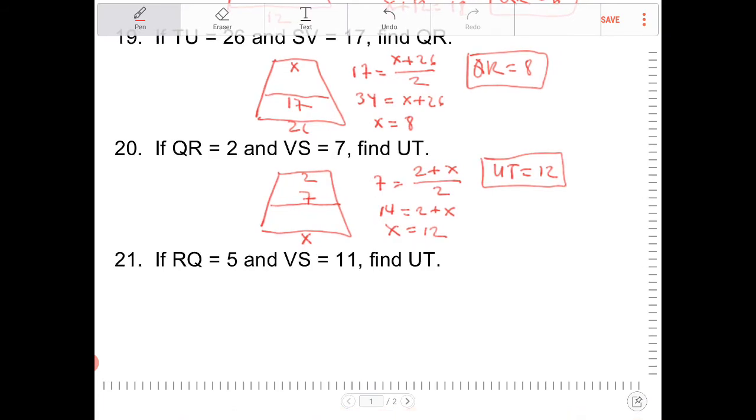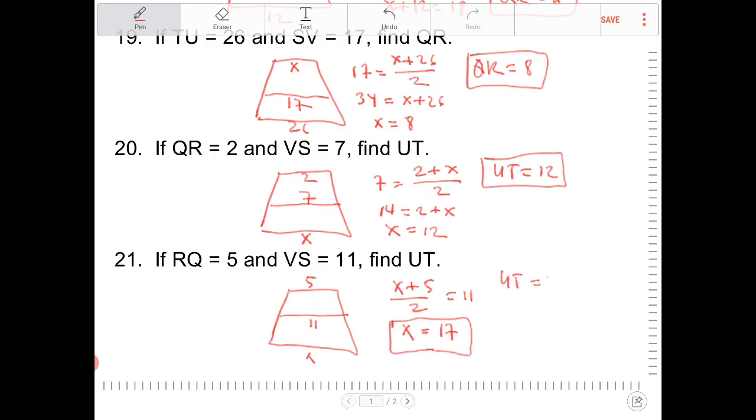RQ is equal to 5. VS is equal to 11, and UT is unknown. So x plus 5 over 2 is equal to 11. Multiply both sides by 2, and subtract 5, x will equal 17. So UT is equal to 17.